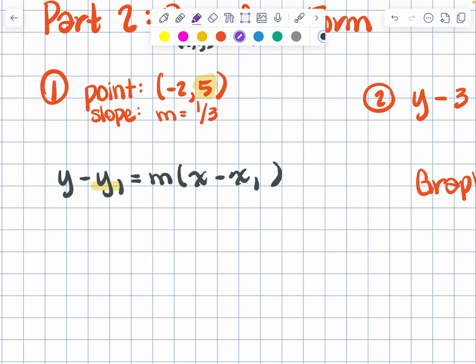Right, so here's my y. And then, of course, here's the m. Right, that's our slope. And then our x1 is this guy, right? So little color coding just so we know exactly where to plop these numbers. All right, so here we go. So y minus, and then our y value and our coordinate is 5. Our slope is 1/3. And then in parentheses, x minus the x coordinate, which is -2.